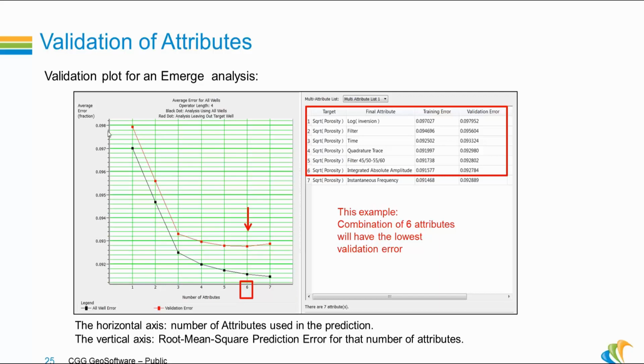So these are the validation values. For this case we are using 1 single attribute, a combination of 2 attributes, 3 attributes, etc., up to 7 attributes. In general, the prediction error decreases as the number of attributes increases, but at some point, by increasing the number of attributes, you see that the prediction error starts to increase. So the point which is giving us the best combination, for this case, is 6 attributes. For example, in the right panel, you can see the list, which is starting from inversion, filter of the seismic, time, quadrature trace from seismic, filter panel, and integrated absolute amplitude. If we combine these attributes together, we will get the lowest possible validation error. So this will be a good combination of attributes to be used for prediction of our target, which is porosity.